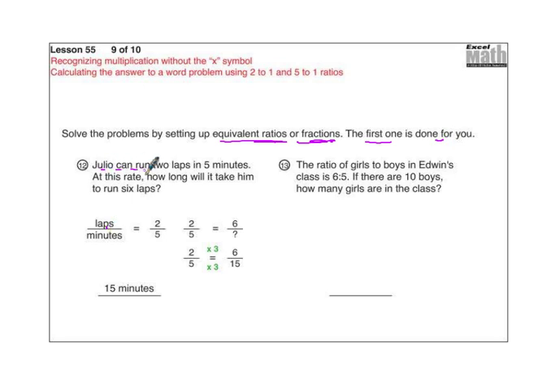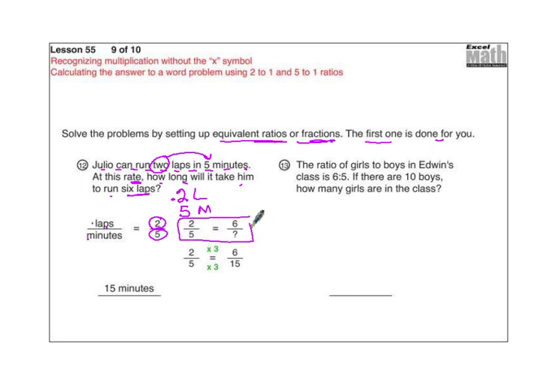This says Julio can run 2 laps in 5 minutes. Here's your ratio, 2 laps to 5 minutes. So it's 2 laps for 5 minutes. We got to remember that, okay? Got to keep those straight. It says at this rate, or that ratio, right, how long will it take him to run 6 laps? So the 6 is going to be on the top. So we have laps to minutes. 2 to 5 is his ratio of laps to minutes.